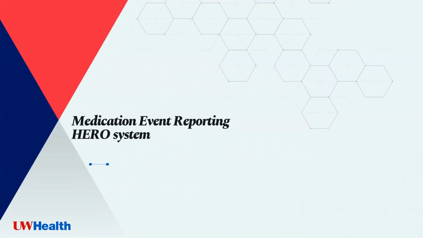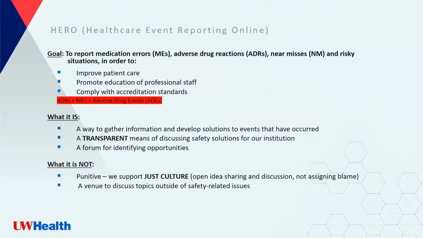So now we're going to transition over to the medication event reporting, or the HERO system, which is a new system for reporting adverse drug events here at UW Health. The goal, of course, of any event reporting system is to report med errors, adverse drug reactions, near misses, and risky situations in order to improve patient care, promote education, and comply, of course, with accreditation standards. It is a way to gather information and then to develop solutions to events that have occurred. So making systematic changes. Also a transparent means of discussing safety solutions for our institution and a forum for identifying opportunities. What it really isn't is punitive.